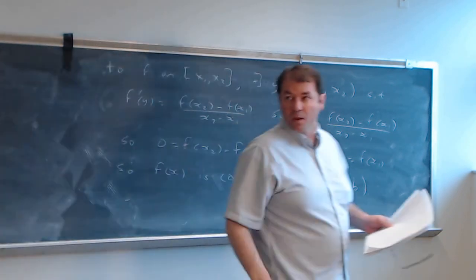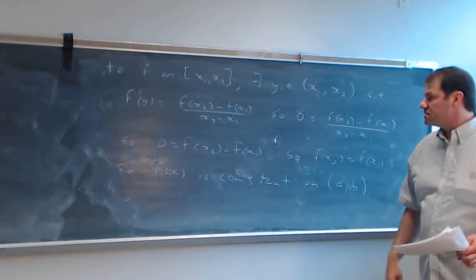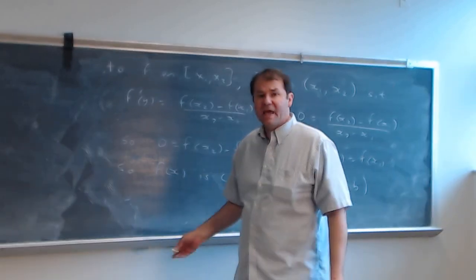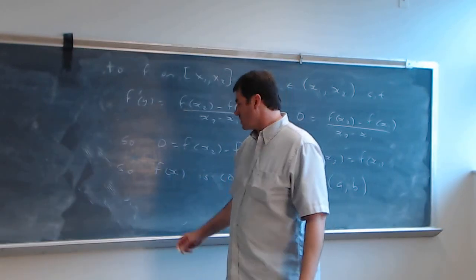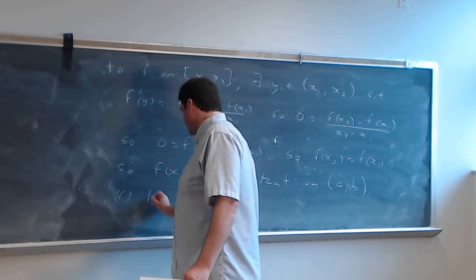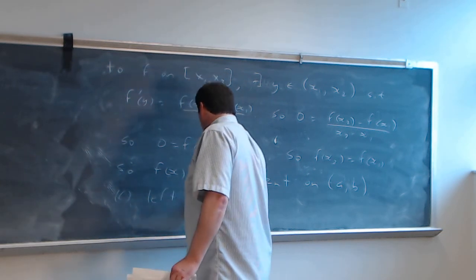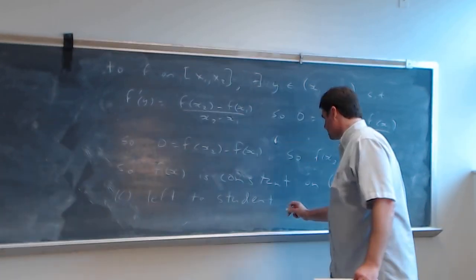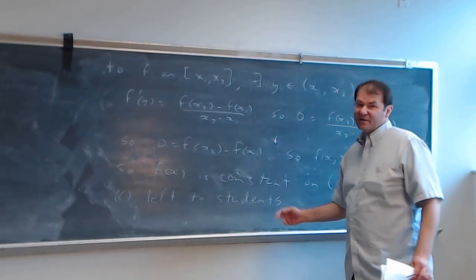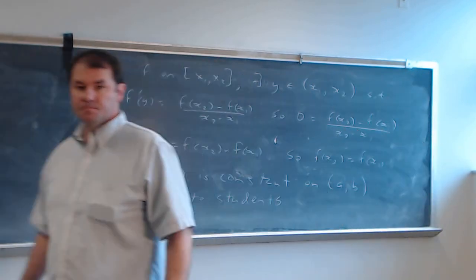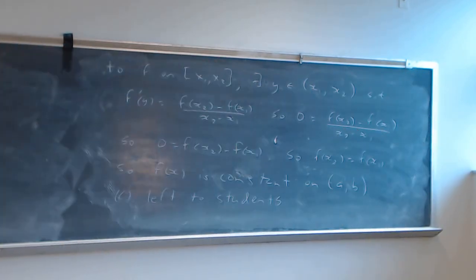Now, the last part was about if the derivative was negative, then we want to show the function is monotonically decreasing. And here, this is left to students, and it'll be part of the first homework assignment. Prove that. And of course it works much like what part A did.